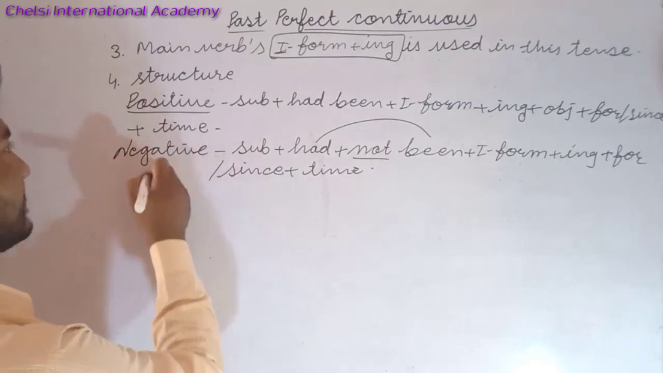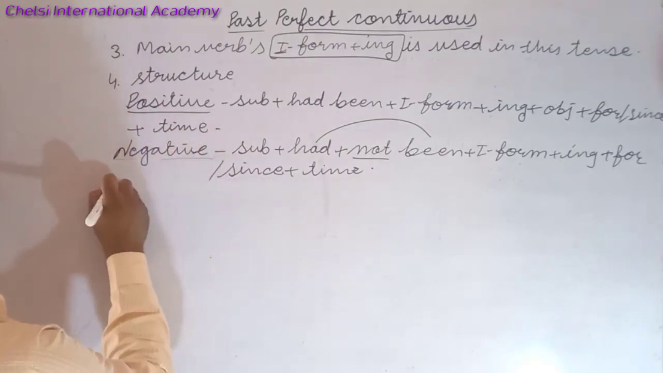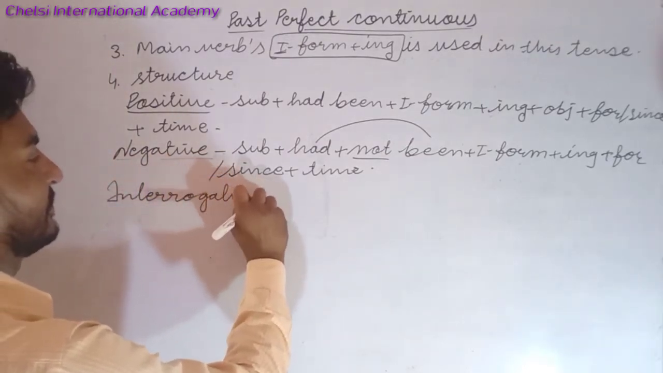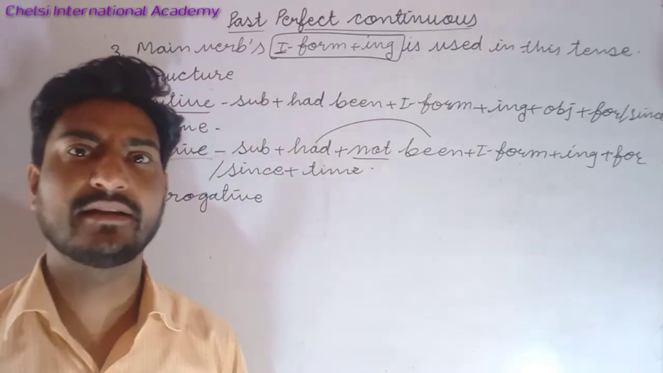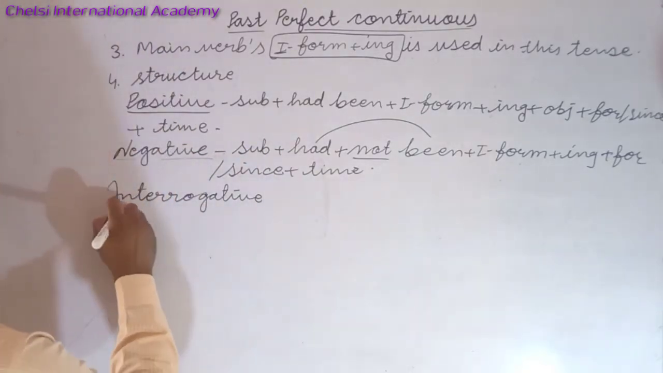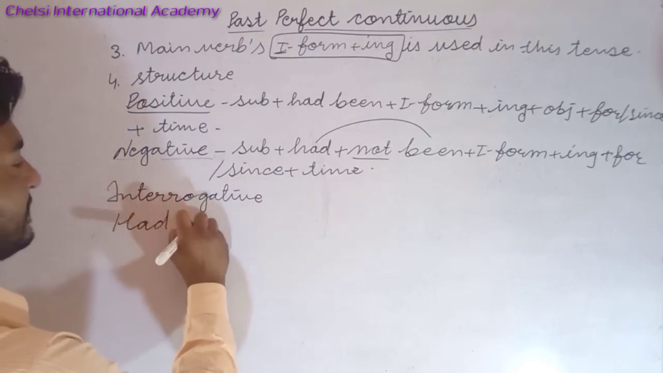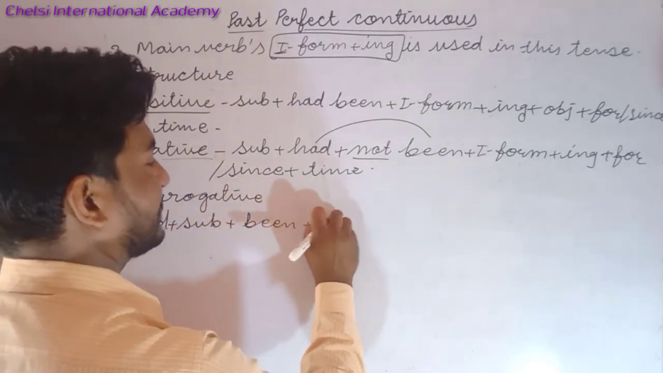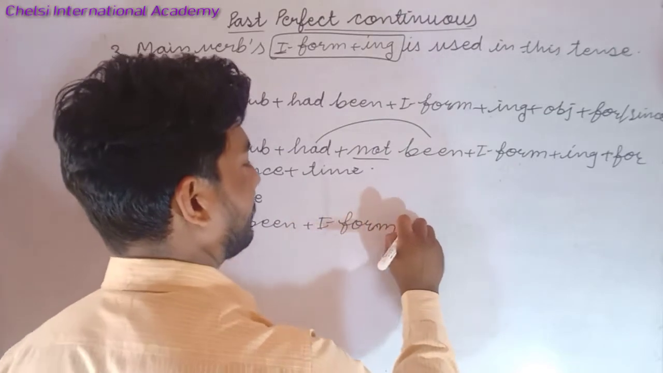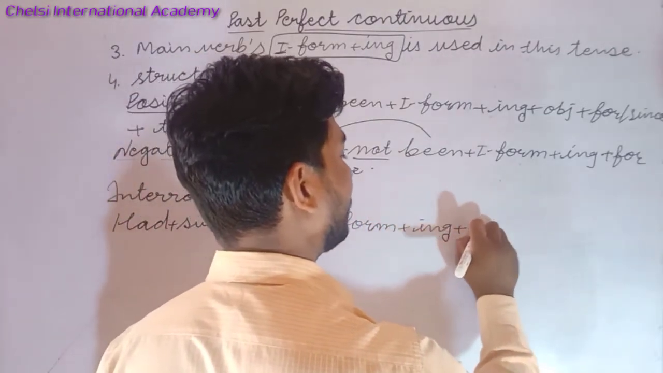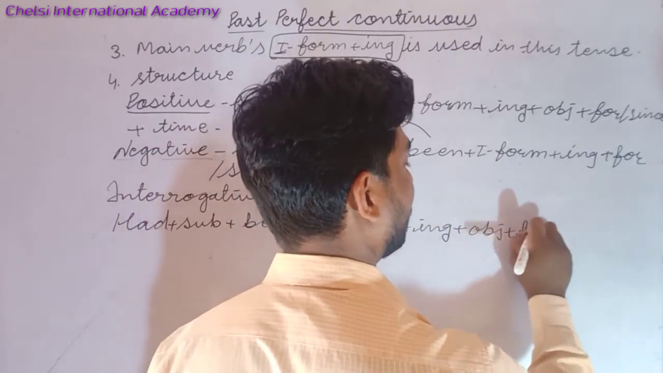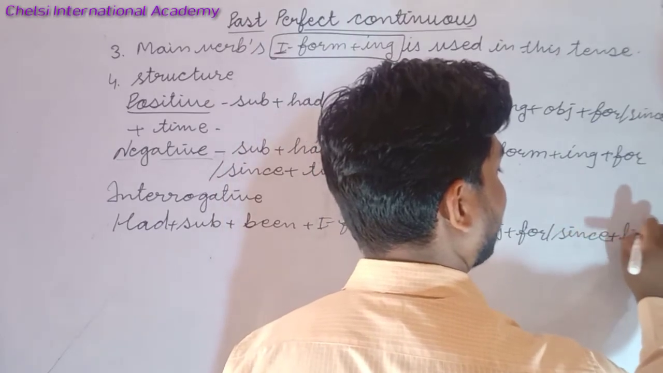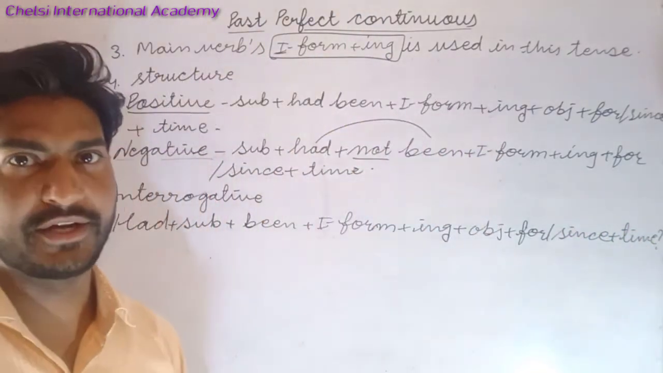Okay, let's discuss the interrogative sentence. We know that interrogative sentences are of two types. First starts with a helping verb and second starts with a WH word. Okay, had subject been first form plus ing object for since plus time, interrogative sign at the end of the sentence.